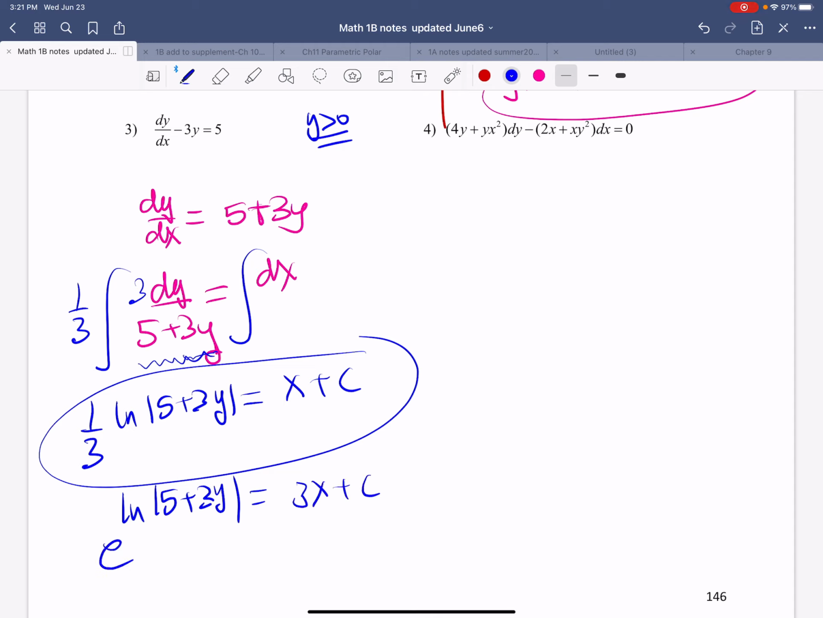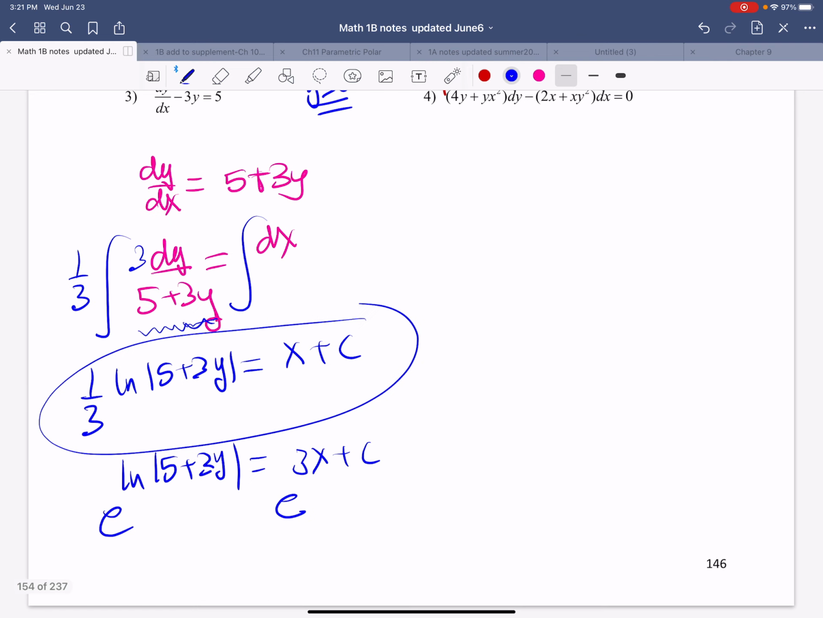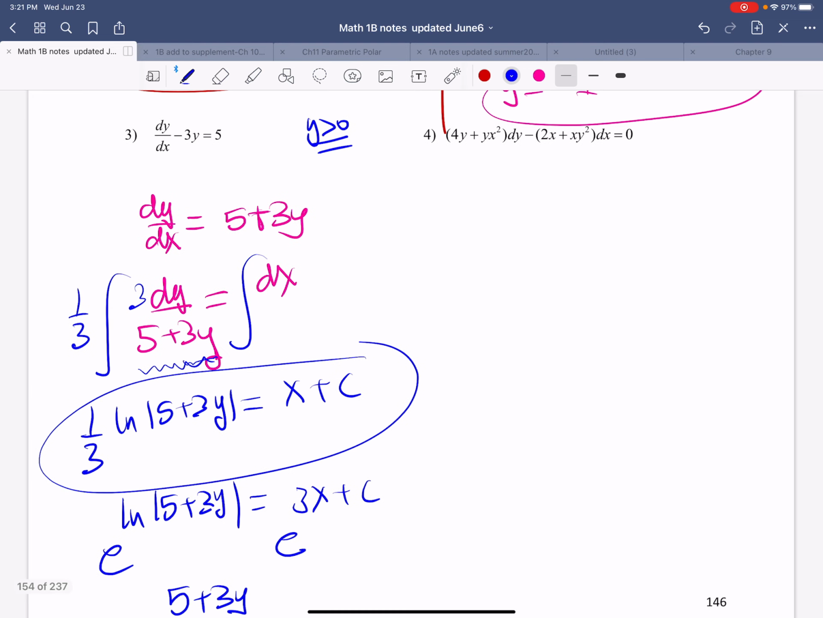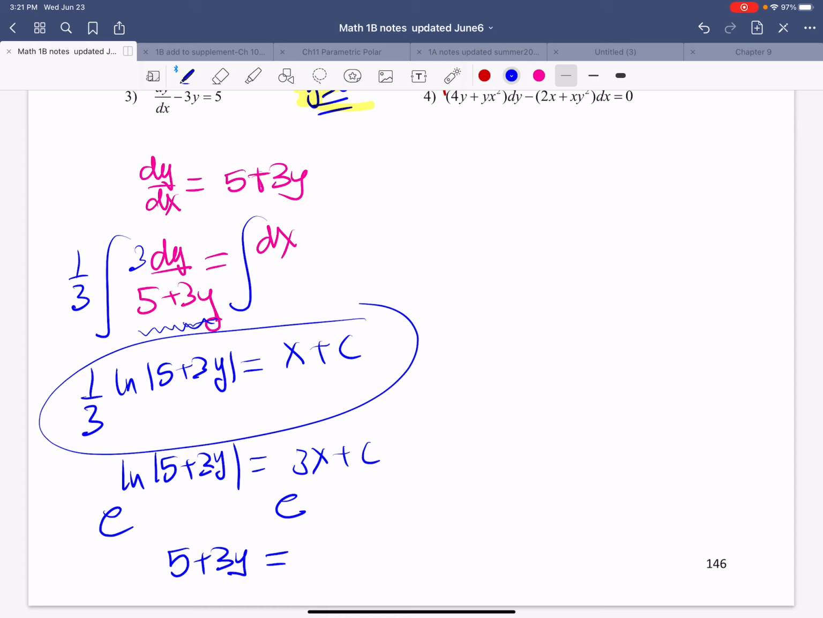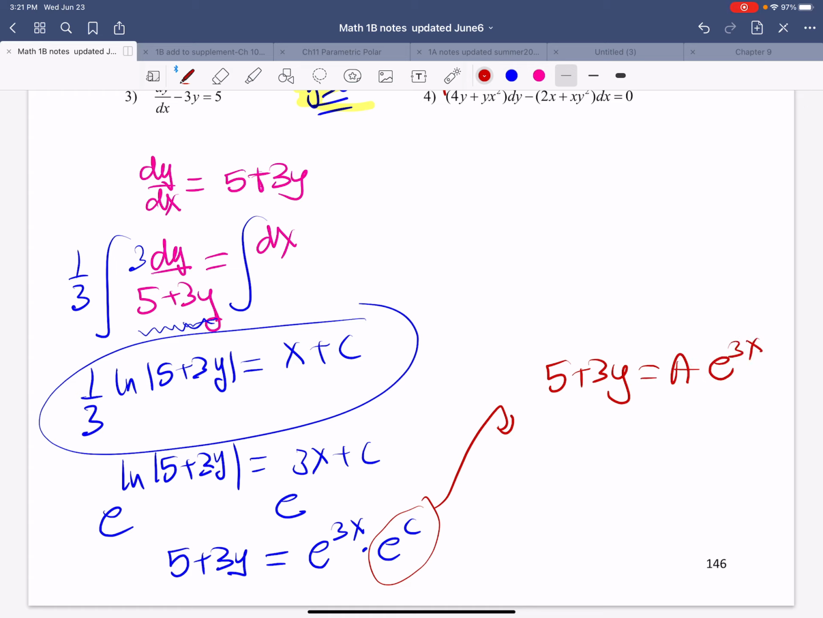Now we can raise both sides to the power e, and that's going to leave me with 5 plus 3y. I don't have to worry about absolute value bars because I did say y is greater than 0. 5 plus 3y is equal to e to the power 3x times e to the power c. Because e is a constant, e to the power c will also be a constant. I can write it as 5 plus 3y is equal to constant a, e to the power 3x. We can represent e to the power c as a constant a, or b, or d, whatever constant you like.